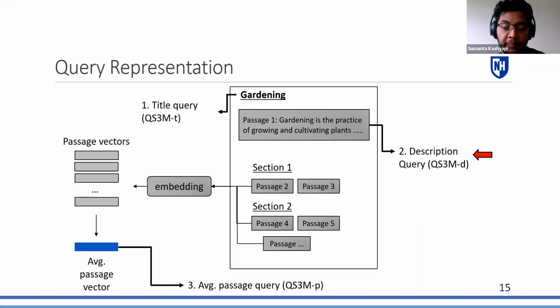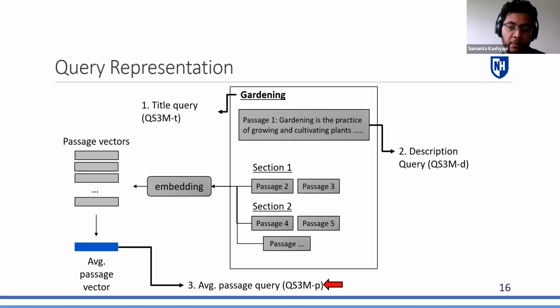In each Wikipedia page, the first few passages provide a broad overview of the topic, which are known as lead passages. We can use this lead passage as a more descriptive representation of the query. We refer to these query representations as description query and the resulting model as QS3MD.